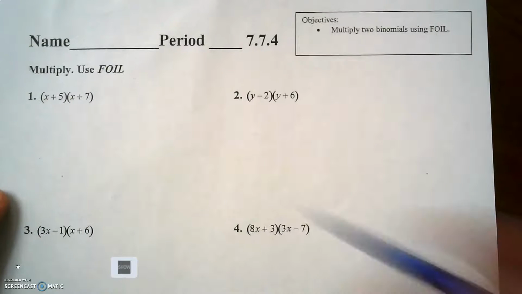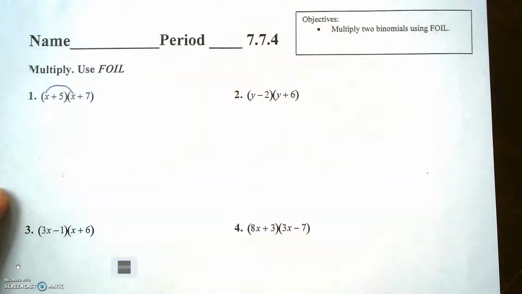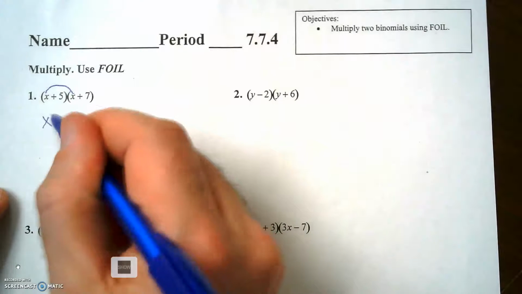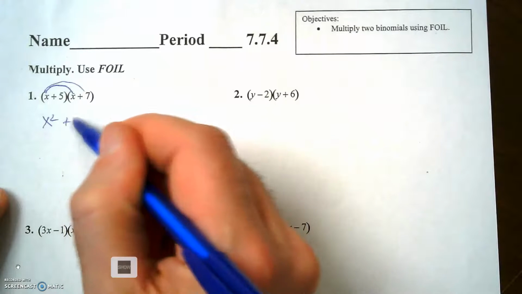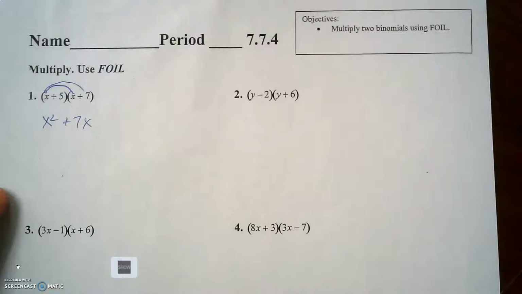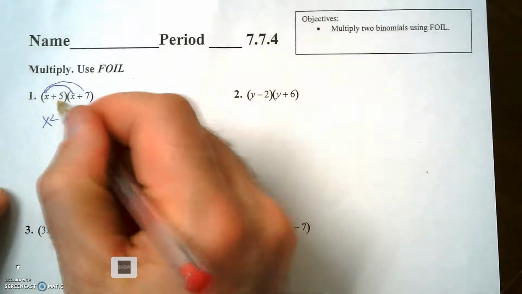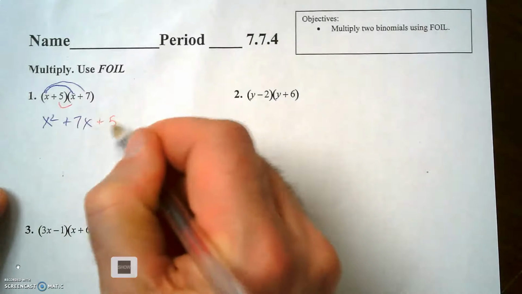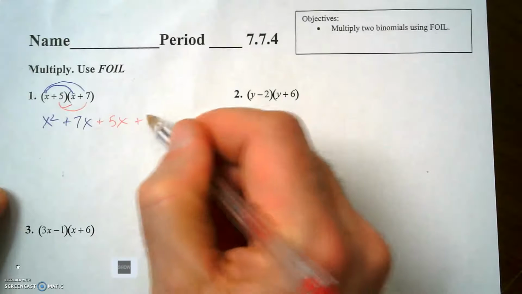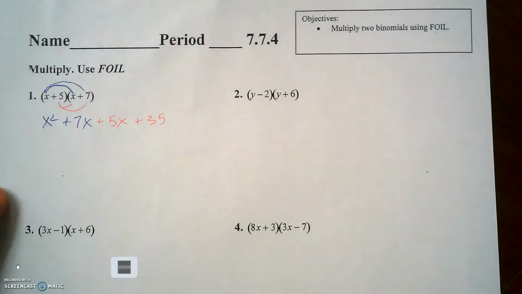So all I'm really going to do is first I will distribute x. Okay, x times x is x squared, and x times 7 is 7x. Now I'm going to distribute the 5. 5 times x is 5x. 5 times 7 is 35. You will have 4 multiplications for these problems. And now I'm almost done.